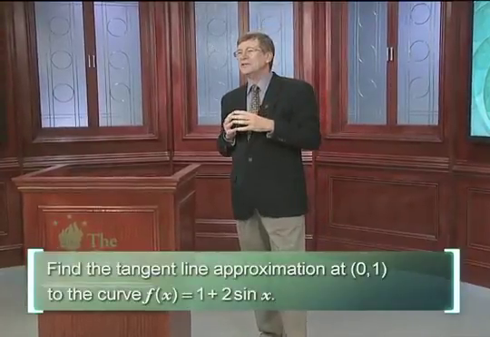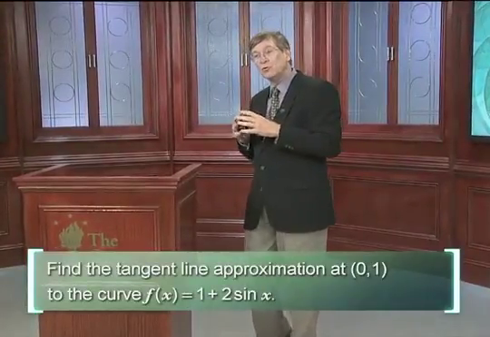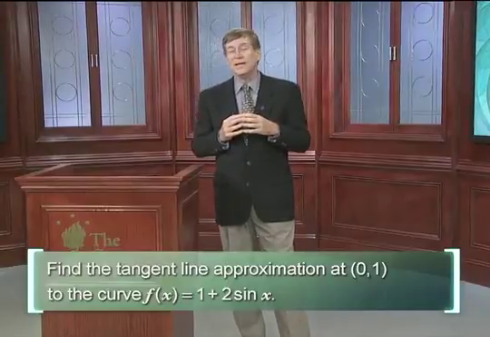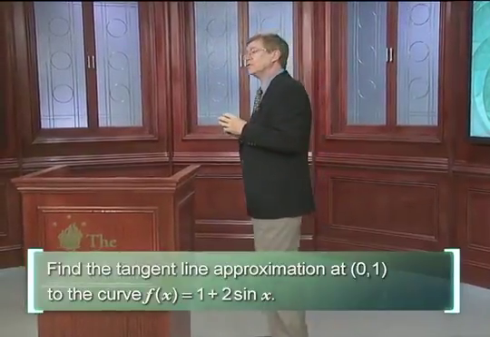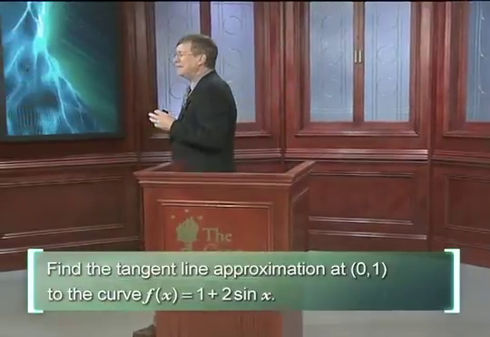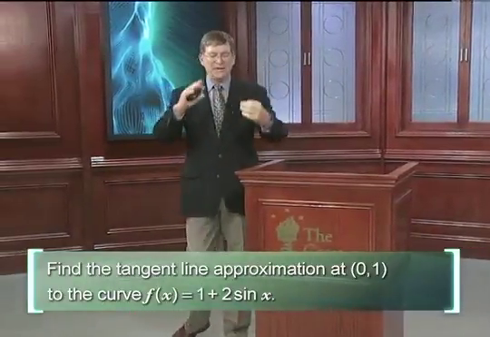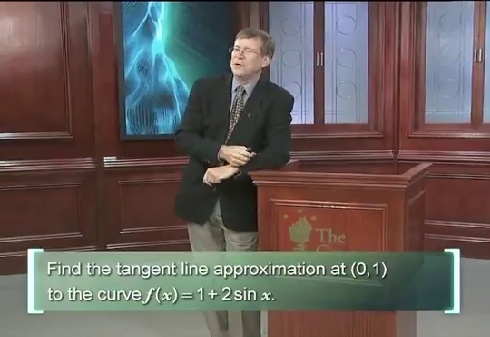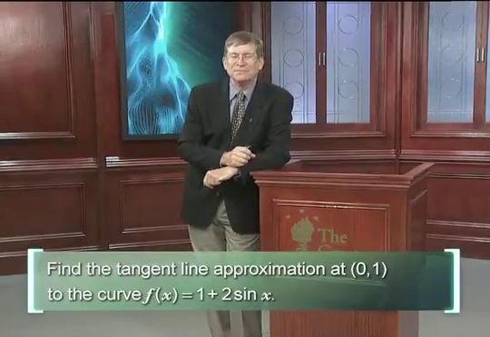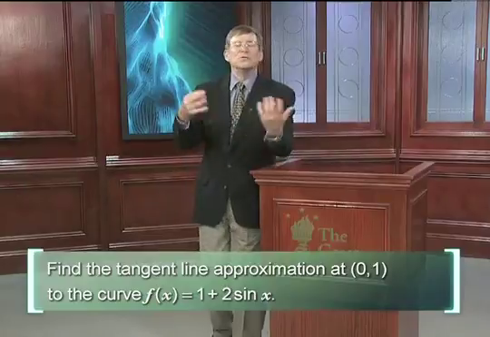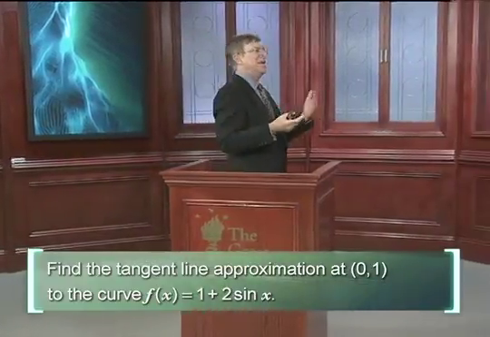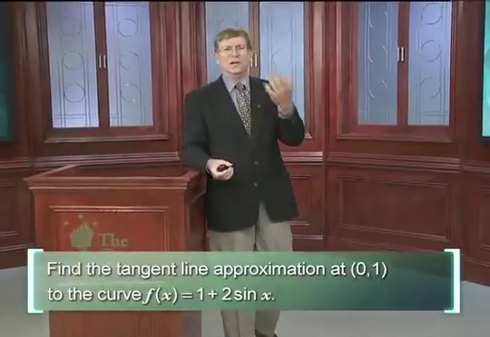Let me first do a fairly simple example of the tangent line approximation to a curve. This will be very easy for us because we've done things like this before. Let's find the tangent line approximation at the point (0, 1) to the curve f of x equals 1 plus 2 sine x. This is a lot of big words asking for the following: what's the equation of the tangent line to that curve? That's what we're asking here. We're just using different words for the same idea. We're calling it the tangent line approximation. It's the tangent line to that curve.